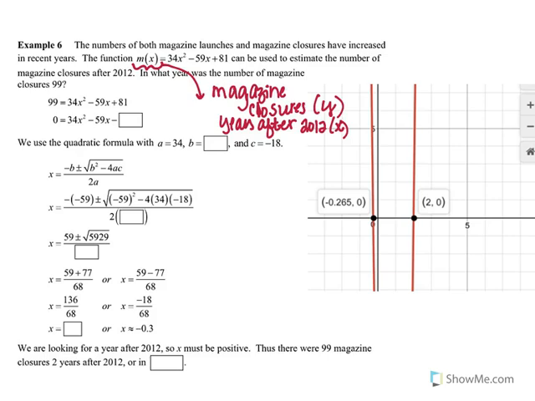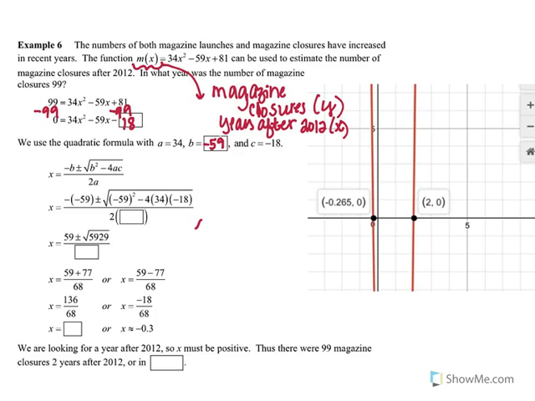So it's good to identify what our x value means and what our y value means. So here we're given the number of magazine closures, which is 99. So I'm going to replace my y value with 99 because I know my y value represents the number of closures. And then we can solve for x by using the quadratic formula. So I'm going to subtract 99 from both sides, giving me 34x squared minus 59x minus 18. Our a value is 34, our b value is negative 59, and my c value is negative 18.